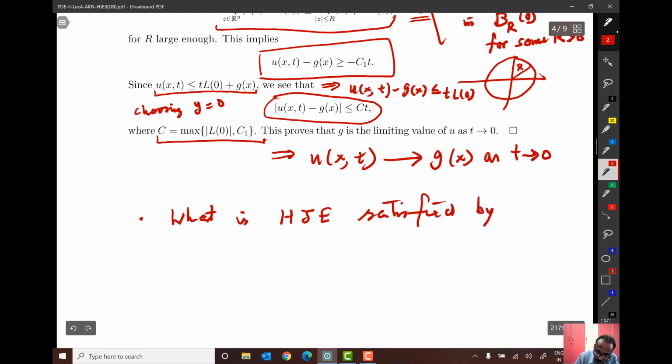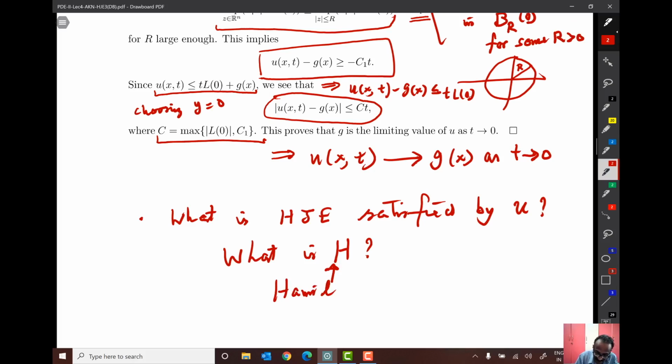By u. For that, what is H? First of all, what is H? So what is this Hamiltonian? This is called the Hamiltonian. We will come back to this later, maybe in another couple of lectures. I will do something more here today.